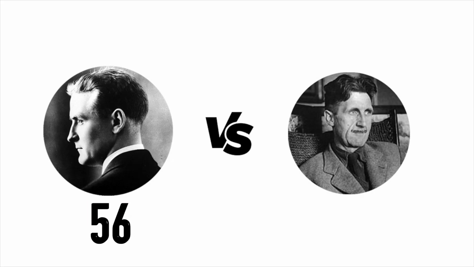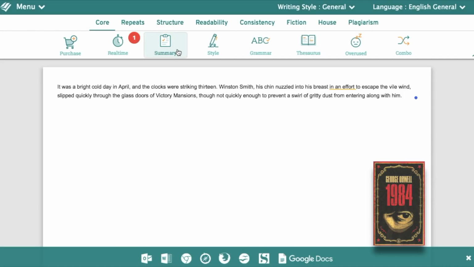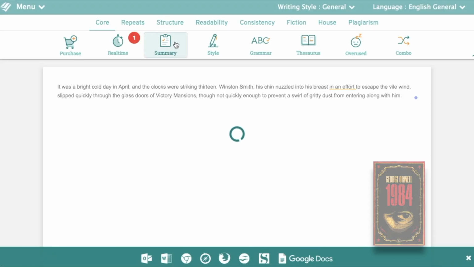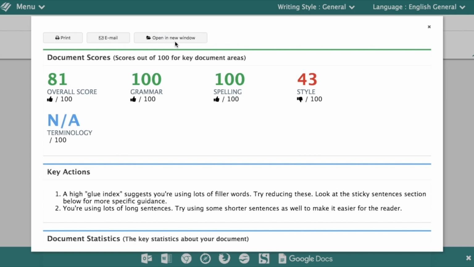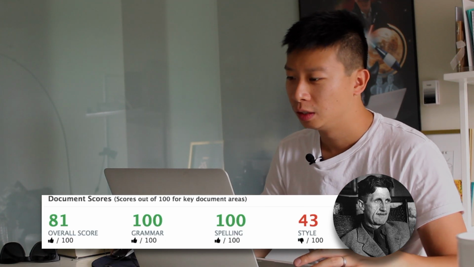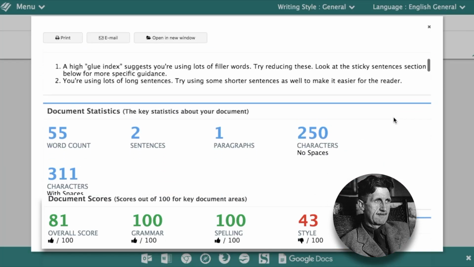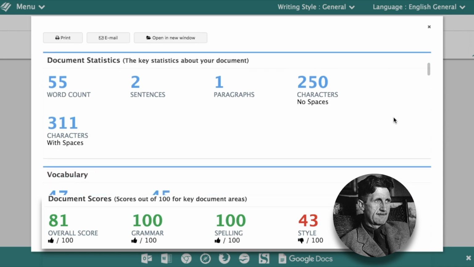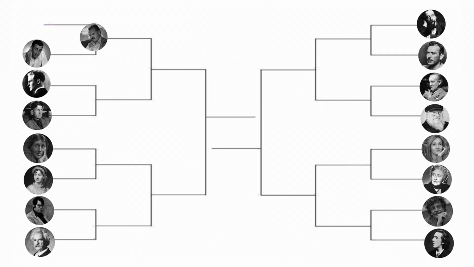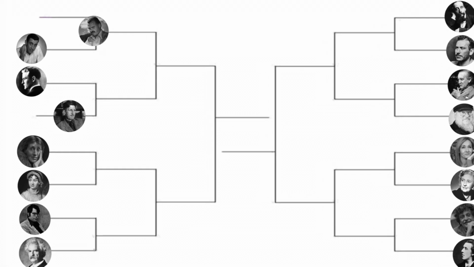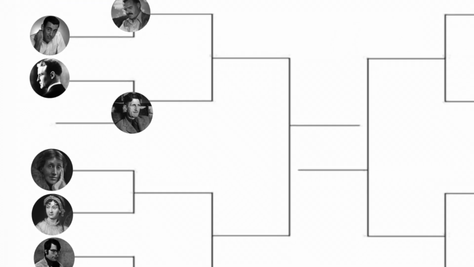1984. Can he beat the 56 points and move on to the second round? Let's see here. There it is. 81. He only lost a bit of points. Perfect in grammar, perfect in spelling. However, style. There you go. Congratulations. George Orwell moving on to the second round there.